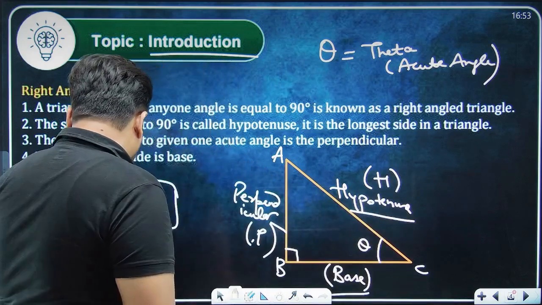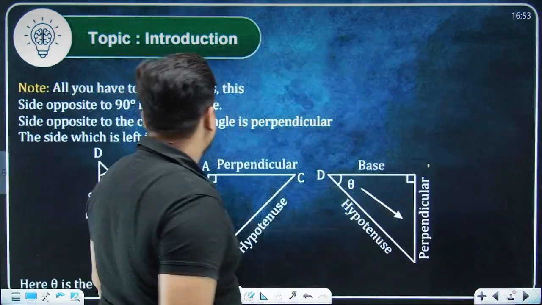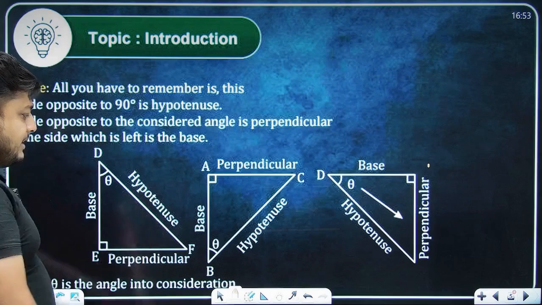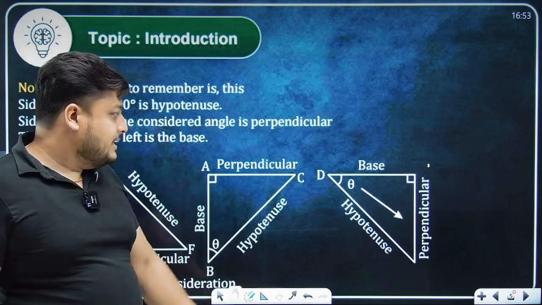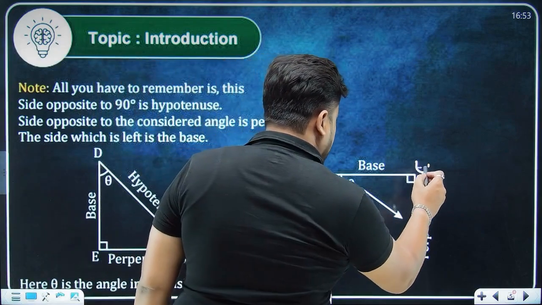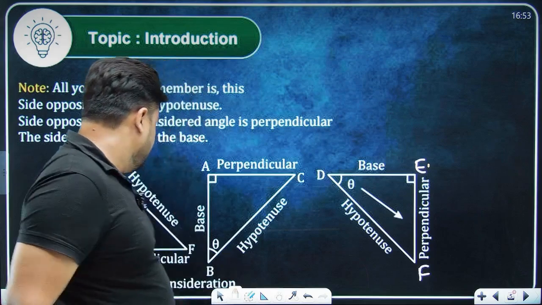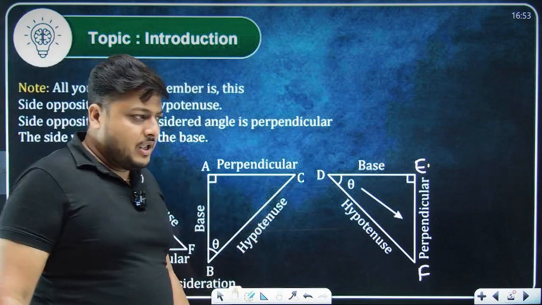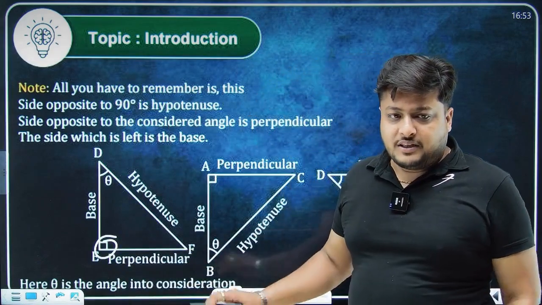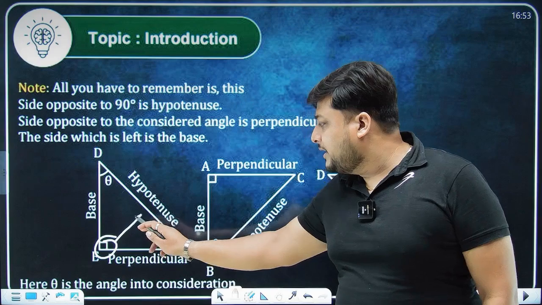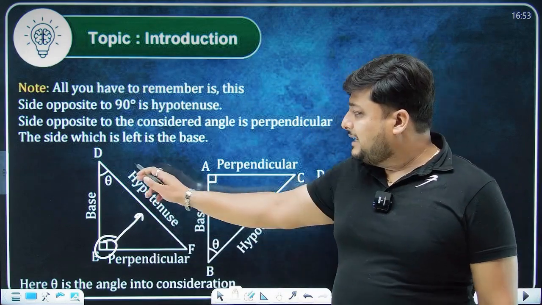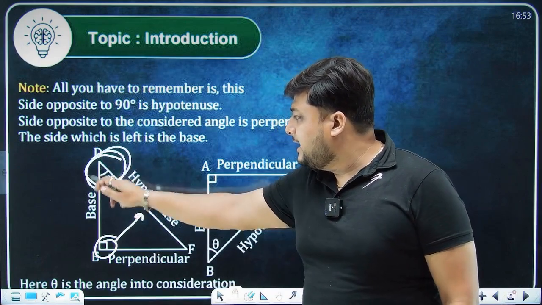So let's discuss the next slide here. See, this is the right triangle named DEF, and this is the right triangle named ABC. So these are the same, no problem. In the first triangle, see, here is this 90 degrees. So it is very clear that the side opposite to 90 degrees is the hypotenuse. So DF will be the hypotenuse here, and theta is here. So the considered angle is at D.